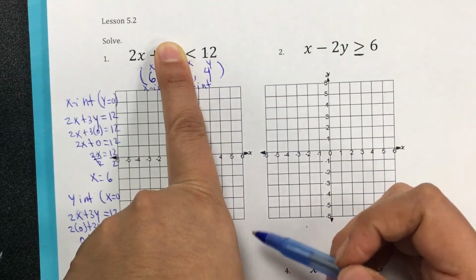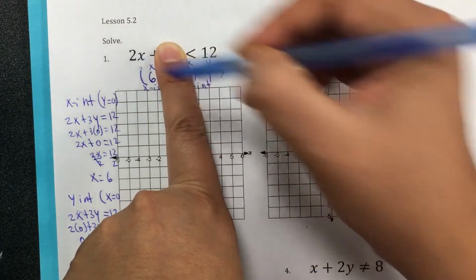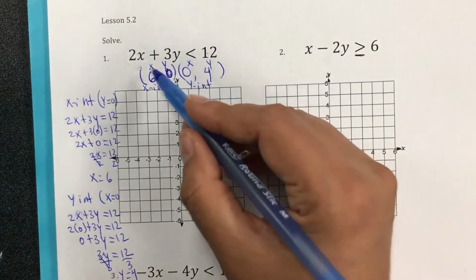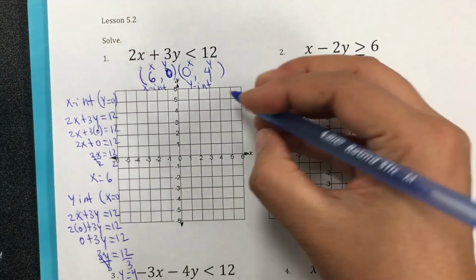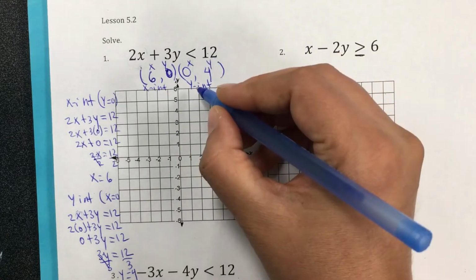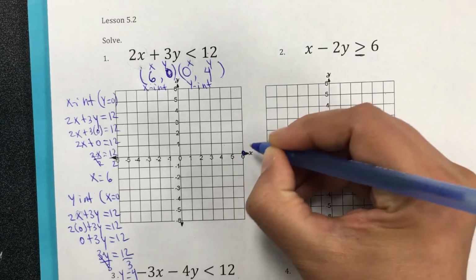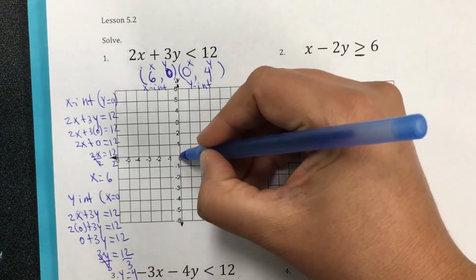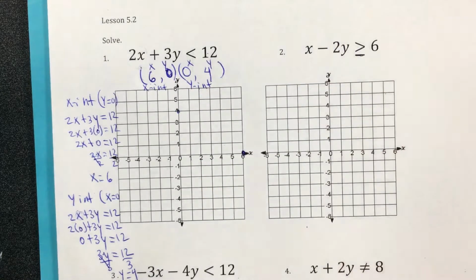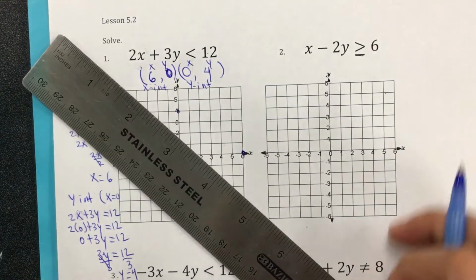12 divided by 2. It's the answer divided by the coefficient. Now that I have this in place, so I'm going to put 6, 0. 6, 0 is right here. 0, 4 is right here. And I connect my two dots.